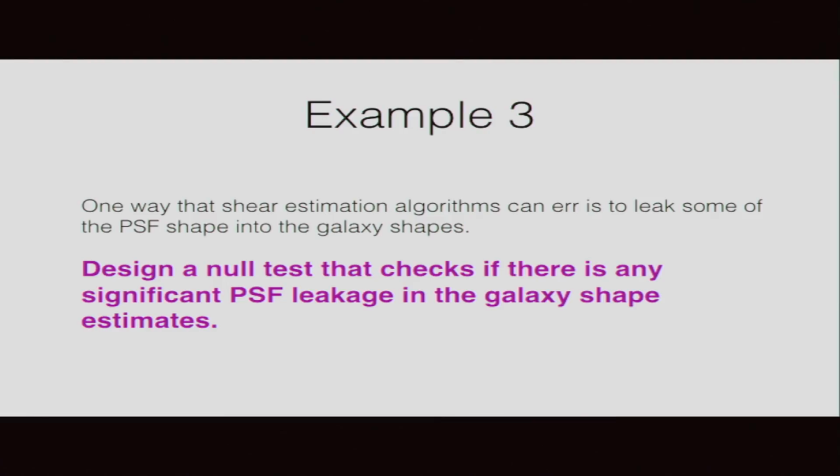Okay, good. Example 3. So this is something that Rachel mentioned. One of the ways that shear estimation can go wrong is that some of the PSF shape can leak into the galaxy shapes, right? So you try to correct for the fact that there's a PSF and its shape has affected the observed shape. But not all shear estimation methods are perfect. Some would argue that none of them are perfect, including myself. But in this particular regard, design a null test to check if there's any significant leakage of the PSF shape into the galaxy shape.